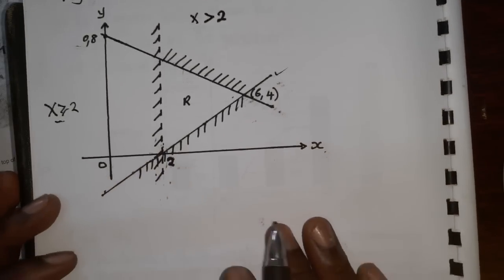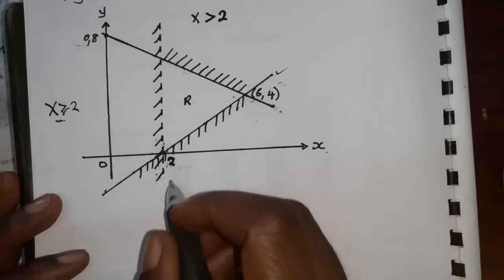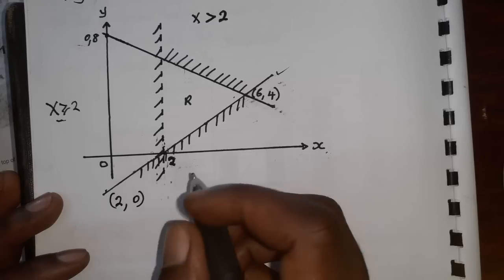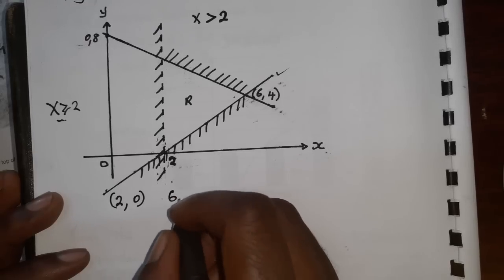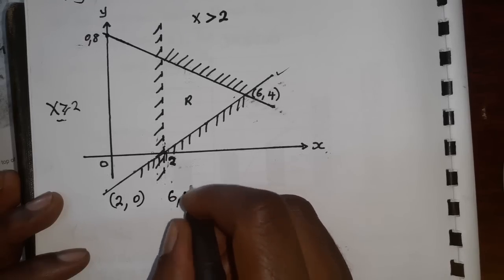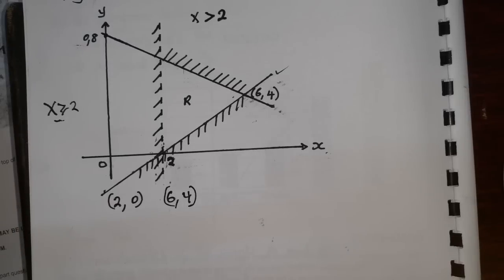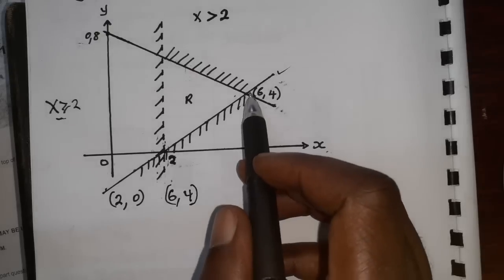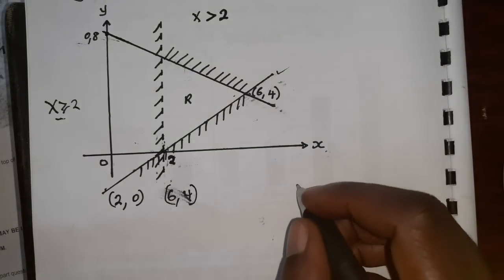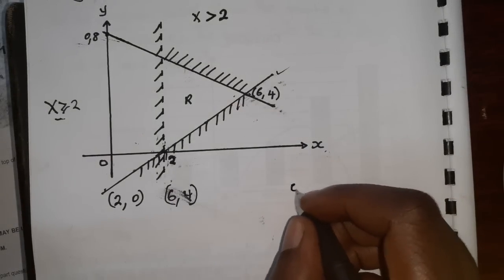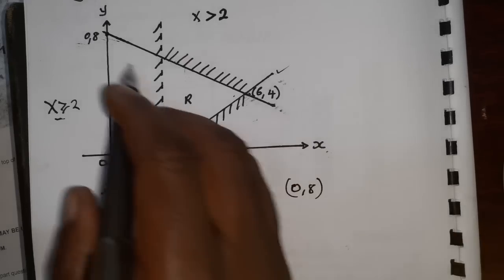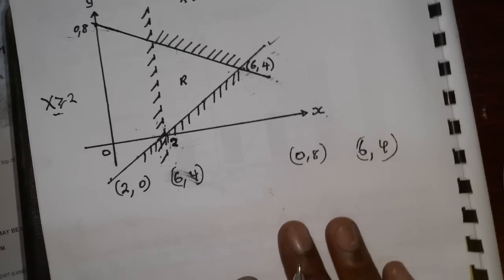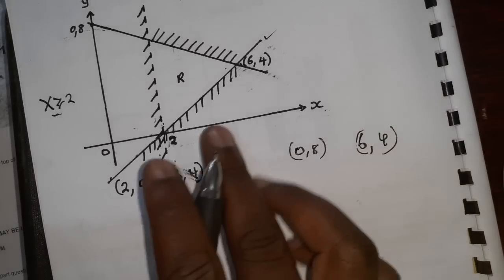Then we go to the next ones. What you need to do is first get these 2 points. This point here is (2, 0). We can also get that one, which is (6, 4). For the other line, we do the same thing. So you're going to have (0, 8), and the other point will still be the same one, which is (6, 4). Don't confuse them.